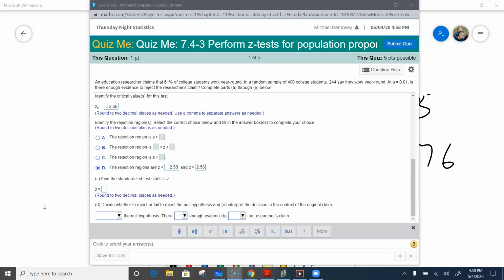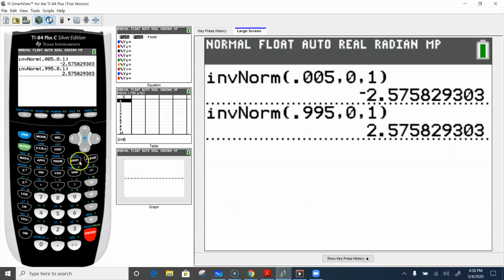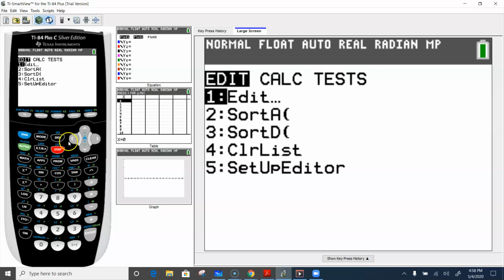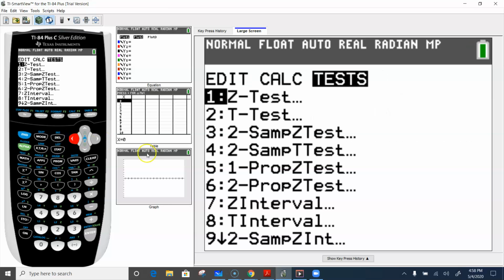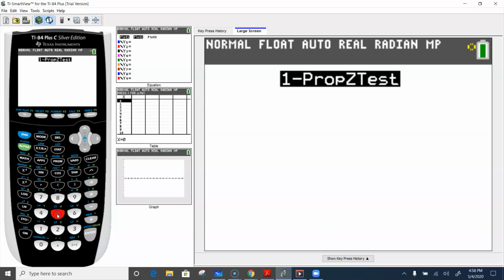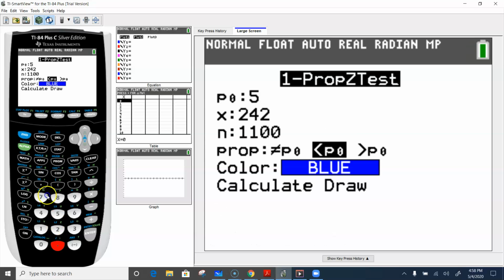Okay, so now we get our test statistic. This will be our 1 proportion z-test. Here's our sample size of 400. 244 said they work year round. We want to see if that's significantly different from 61%. So we go to STAT, TESTS, and this is a 1 proportion z-test. The claim proportion was 61%, 0.61.